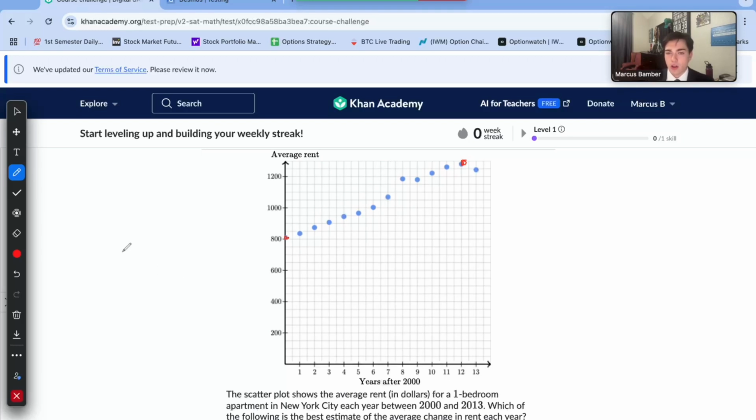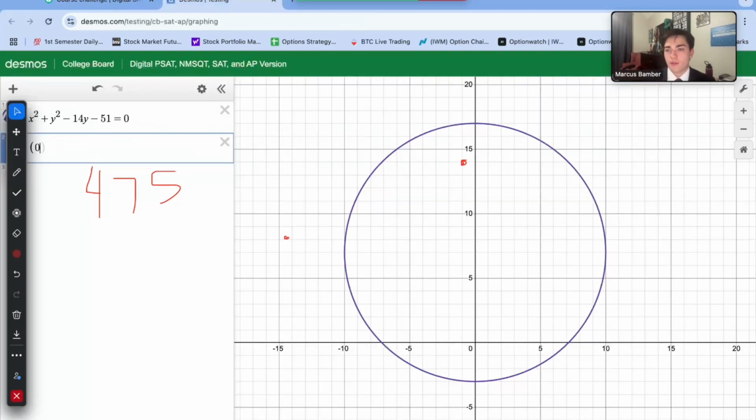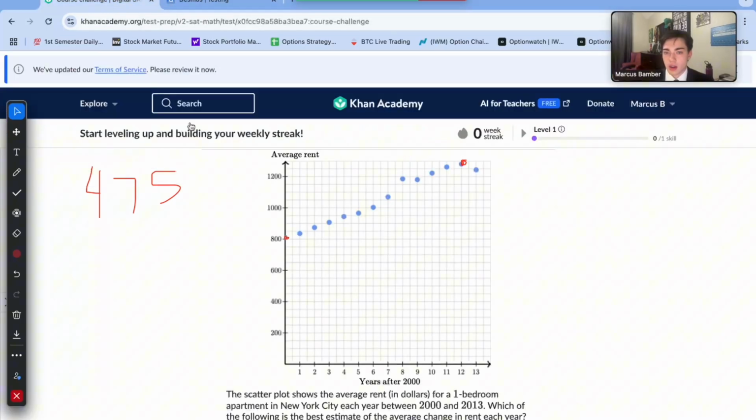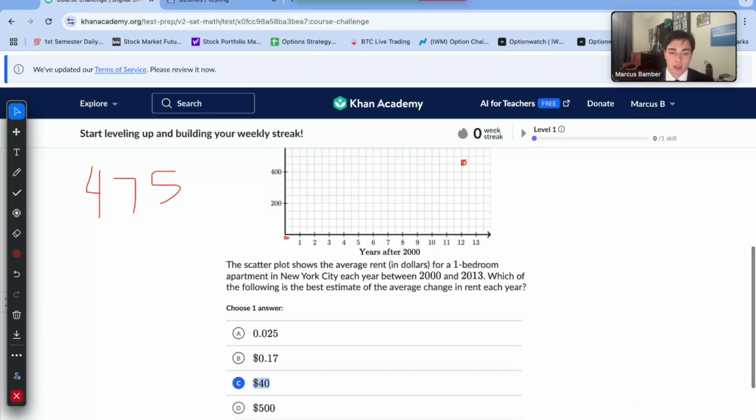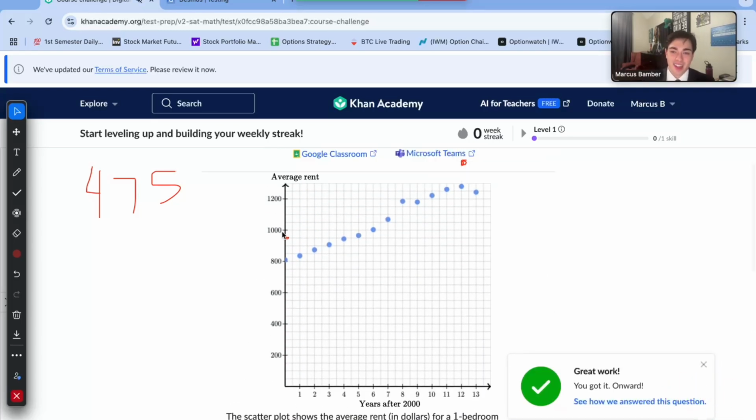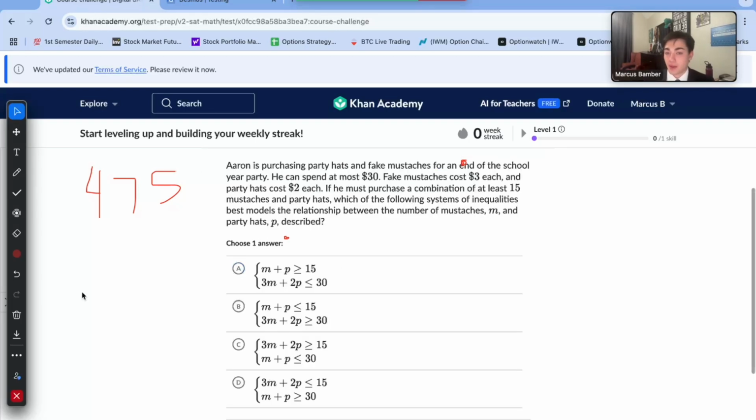We see this one is 0, 800, and this one is, if we count up by 50 each time, about 1275. So 1275 minus 800 is 475. And then we just do, in our Desmos, 475 divided by 12. We get 39. So our change in rent is going to be about $40 each year. Most important part is to notice that the scales are different. Our x-axis has a scale of 1. Our y-axis has a scale of 50.